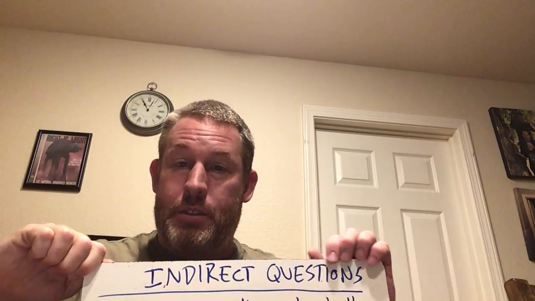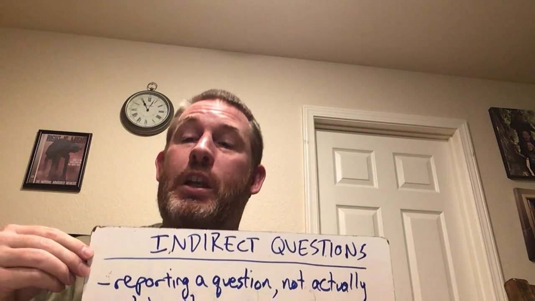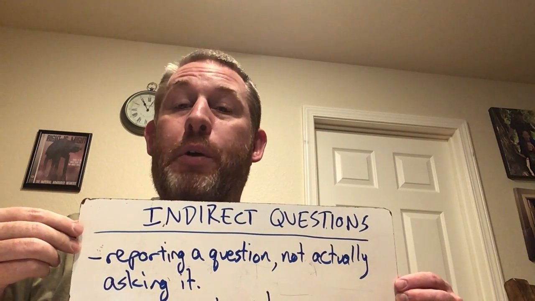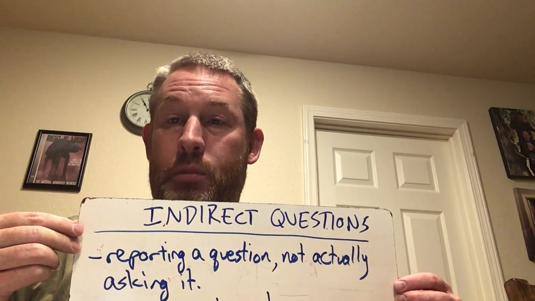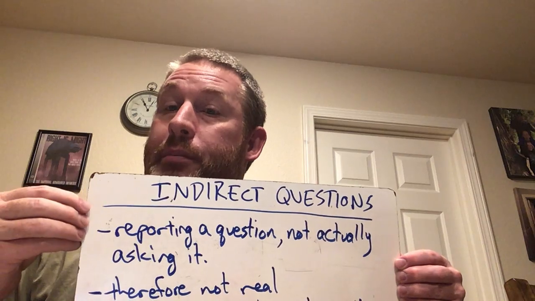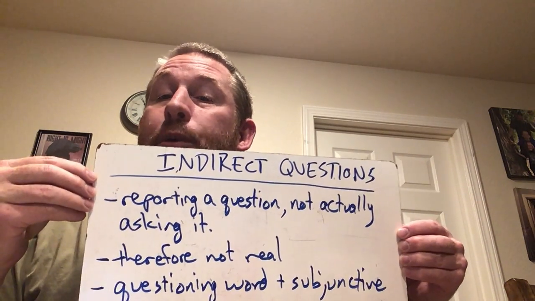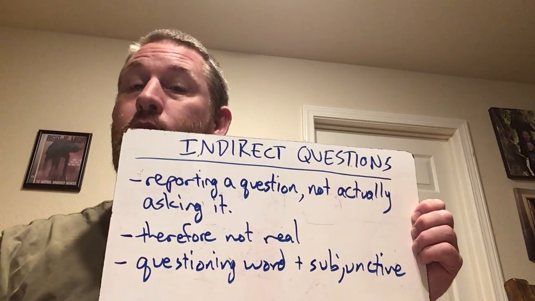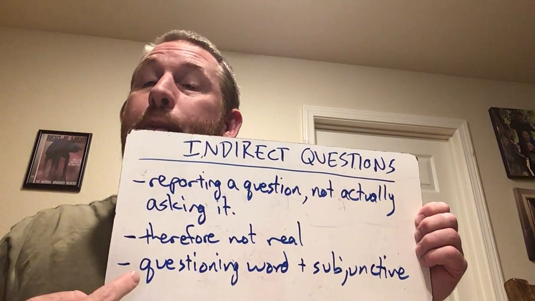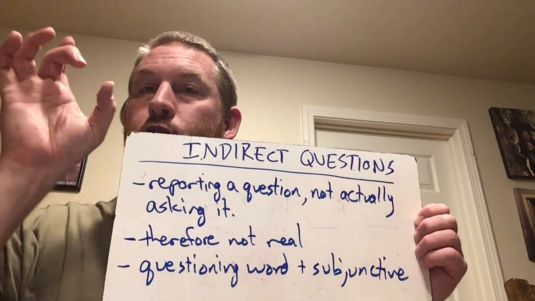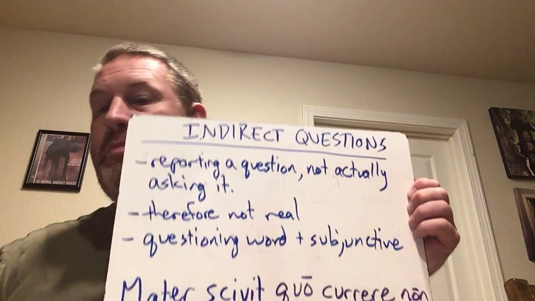Indirect questions. An indirect question is a question that I'm not actually asking you. Okay? I am reporting a question to you. I am telling you what someone else asked or what someone else is thinking. Therefore, it's not real. As a result, it's subjunctive. Okay? The formula is a questioning word plus the subjunctive. The cum clause was cum plus the subjunctive.